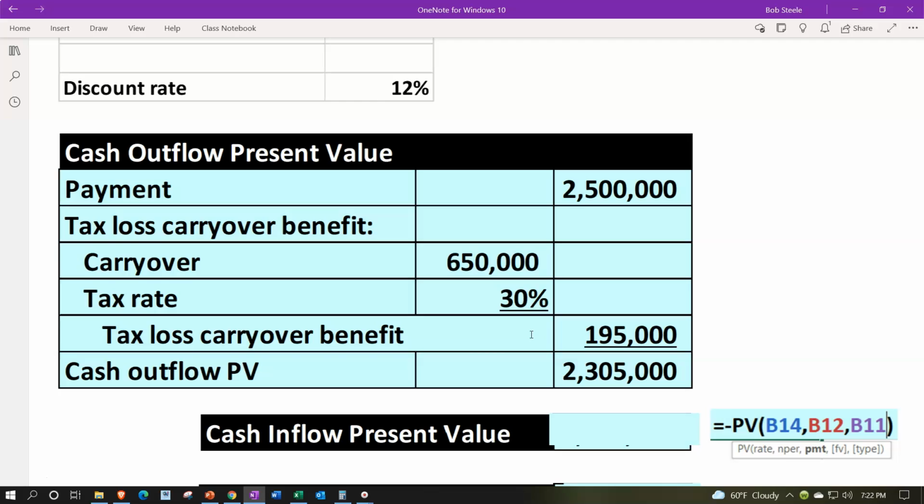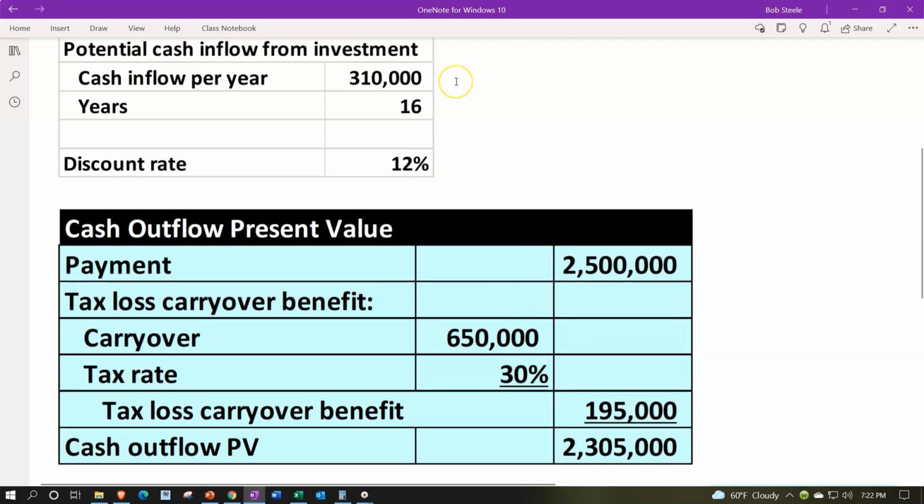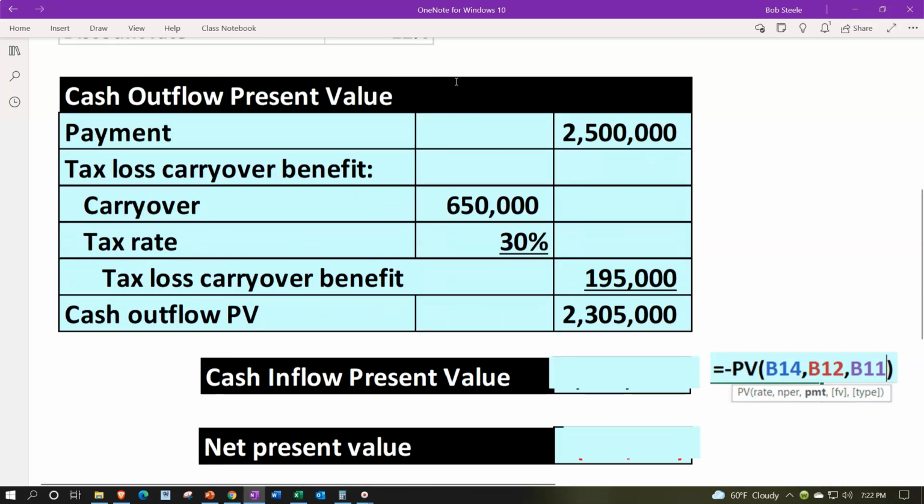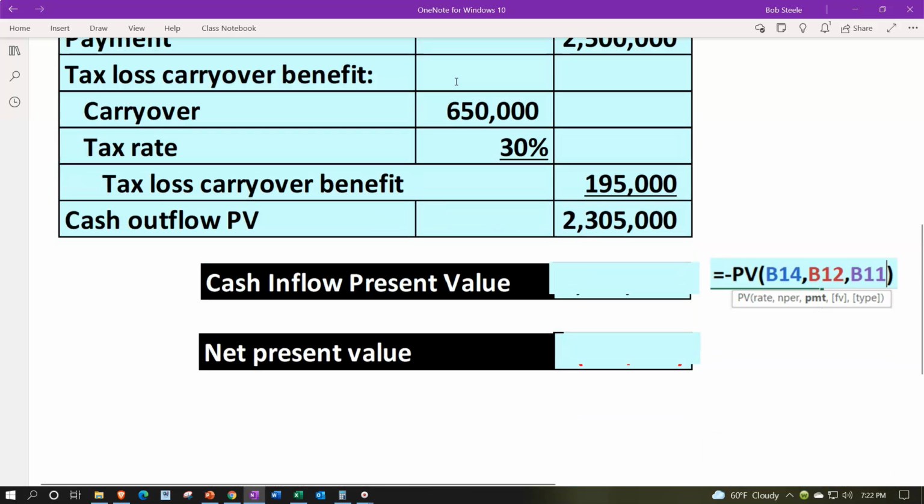And then we have the inflows that we're going to be having, which is a nice even 310,000 for 16 years, which we can use an annuity calculation on then because we have even payments going into the future. We're not going to do the annuity calculation multiple ways, like with formulas and tables. We're just going to look at basically the Excel formula for it.